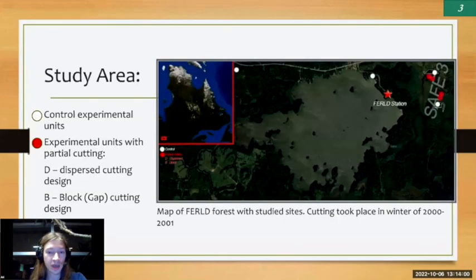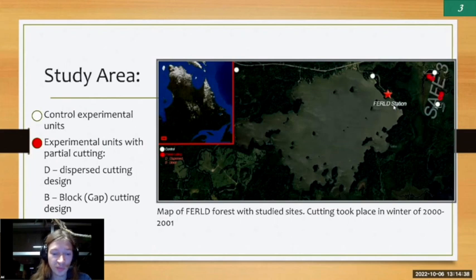Here is the study area. My study has been conducted in the Abitibi region of Canada. It's a forest. And here is the map. So I have several experimental units for control without any cutting, and four experimental units with partial cutting.